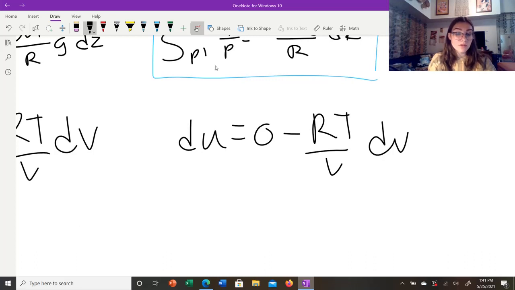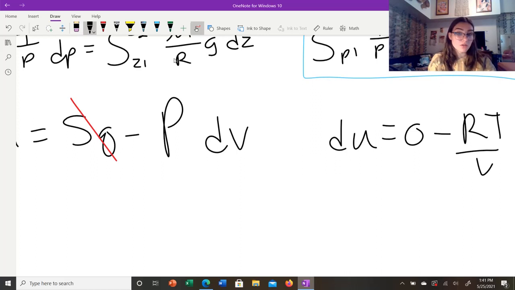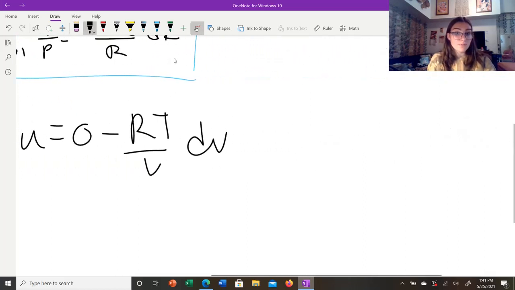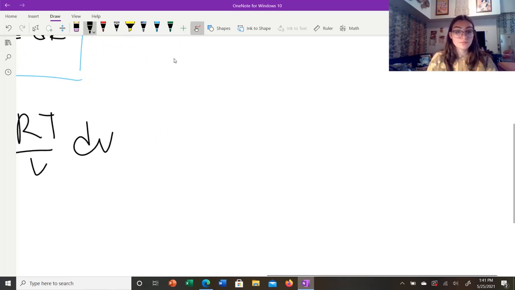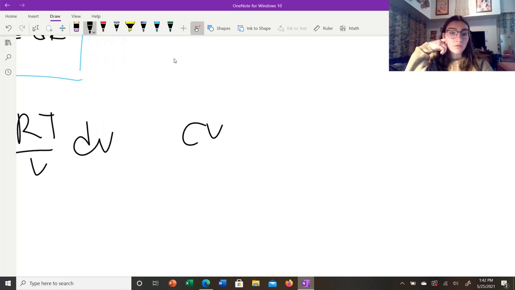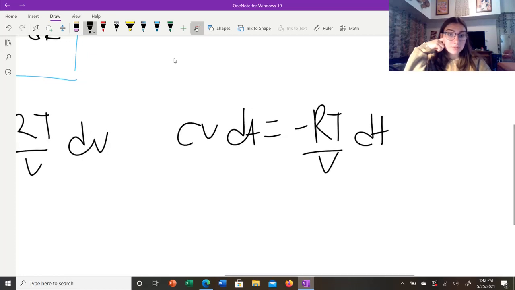But these are the same steps, so I'm going to go back and erase on the left to show you what you need to substitute. That was not the original equation; I skipped a little step. That is P, and then we changed the P to RT over V because we're working in dVs. Now we're good to move forward. From here, we're going to write that CV dT equals negative RT over V dV. So we're changing that up a little bit.